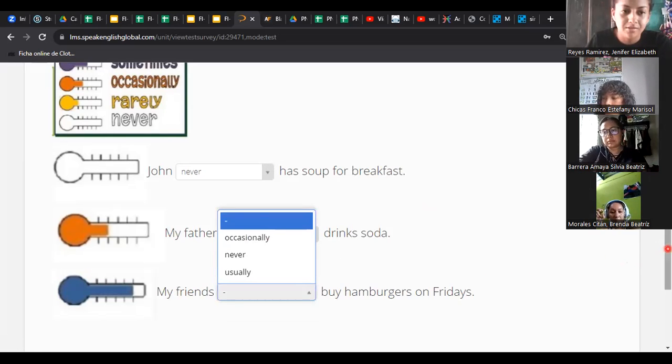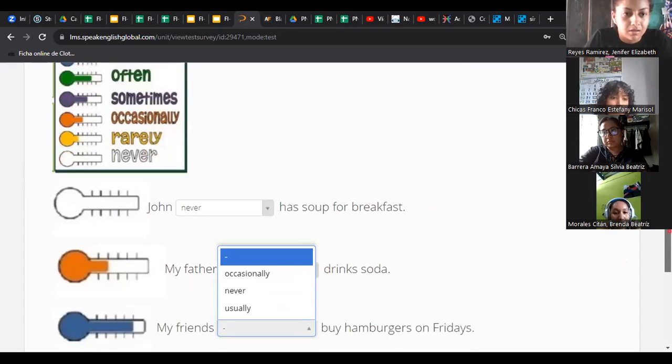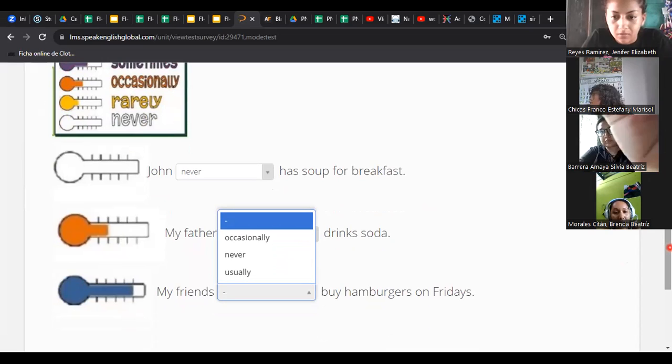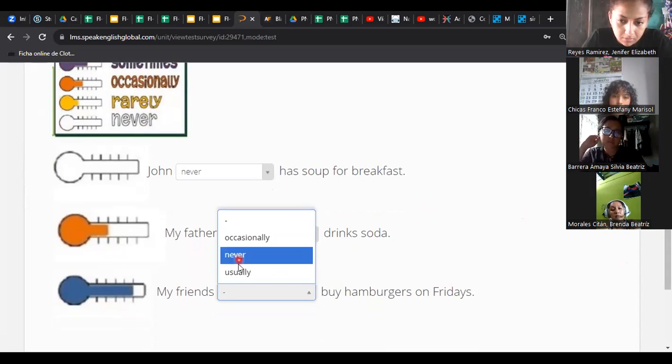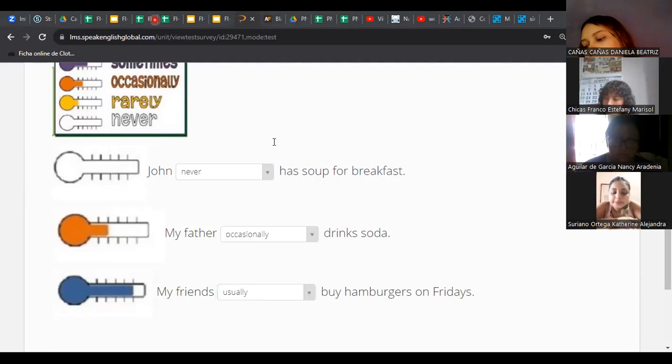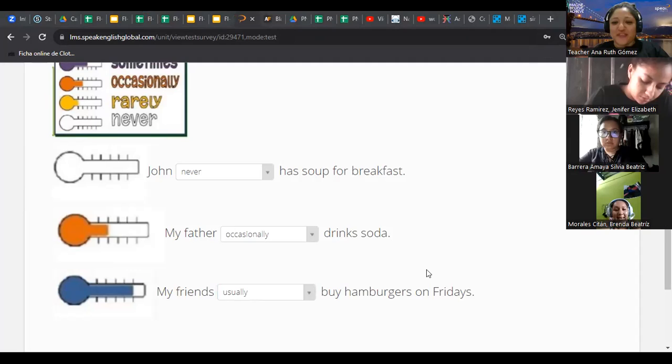The blue one represents... so Brenda. My friends usually buy hamburgers on Fridays. All right, very good. I'm going to help you with the pronunciation of this one, Brenda. Listen to me. Hamburgers. It's like this, like if you are smiling. Very good. Hamburgers. Excellent.